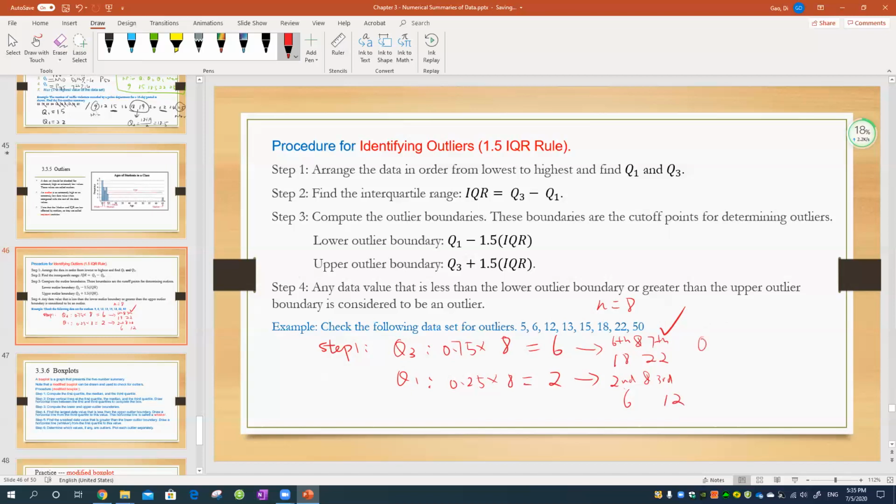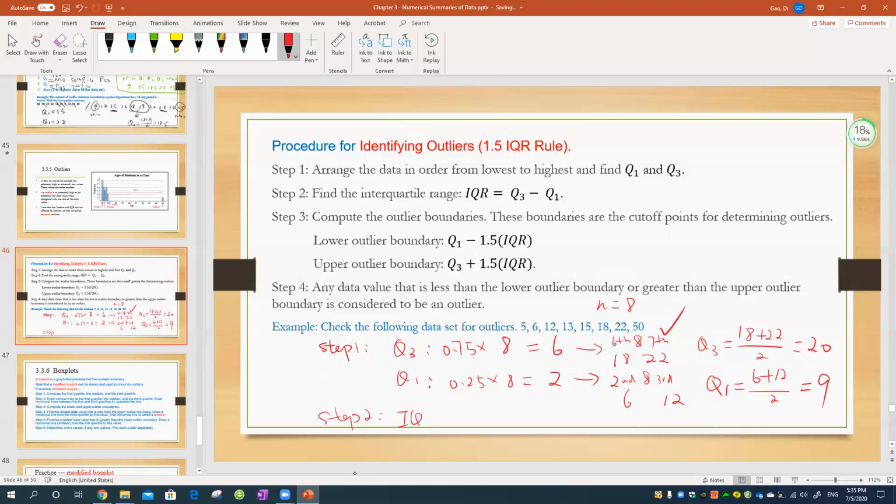Then Q3 equals 18 plus 22 divided by 2, which is 20. And Q1 equals 6 plus 12 divided by 2, so that's going to be 9. So now we successfully find out our Q1 and Q3. And now we can move to step 2.